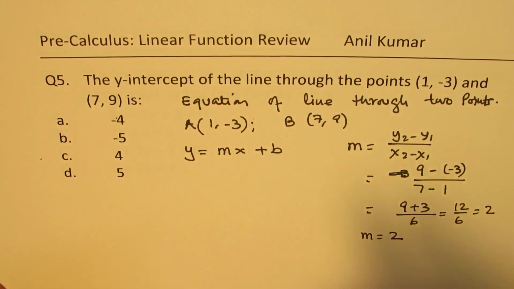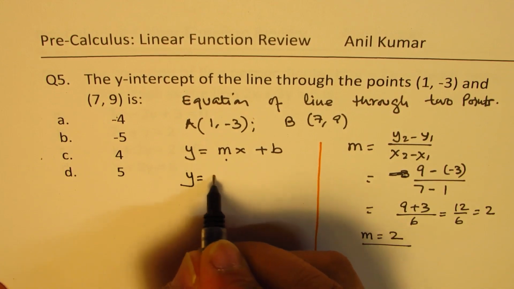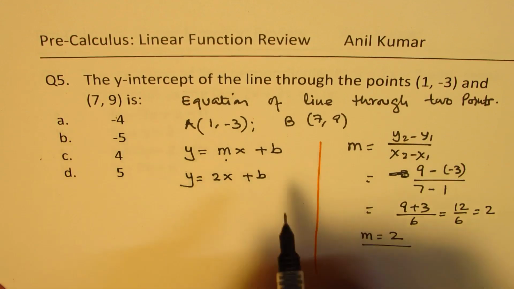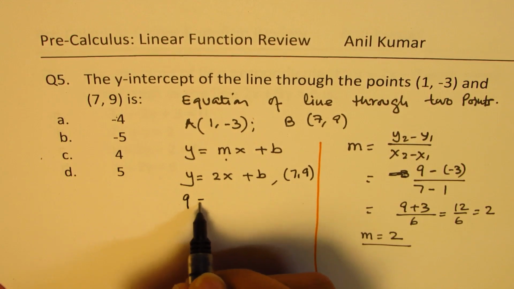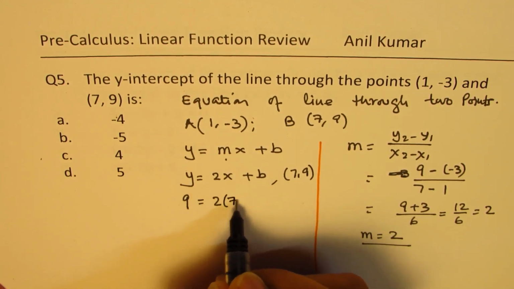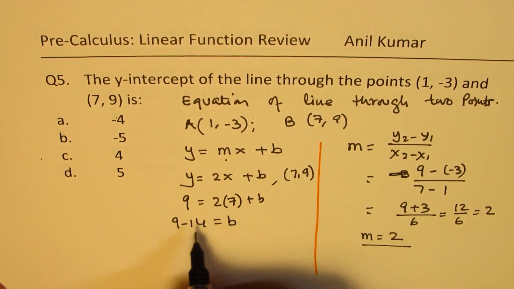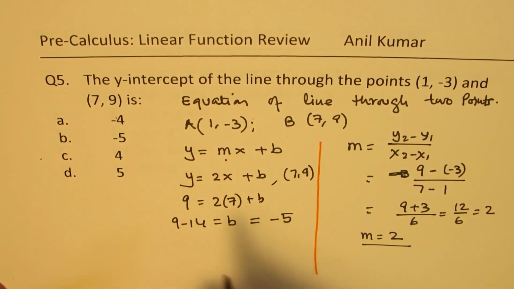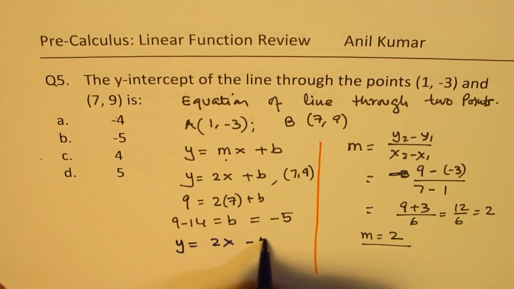Now since the slope is known to us, we can find the y-intercept, right? So we'll substitute this value of m here. So we get y = 2x + b. To find the value of b, we can use one of these points. So let's use the point (7, 9). 9 is the y value, right? 9 = 2 times 7 (x is 7) plus b. So we get 9 - 14 = b, and 9 - 14 is -5. And so we get the equation of the line as y = 2x - 5.